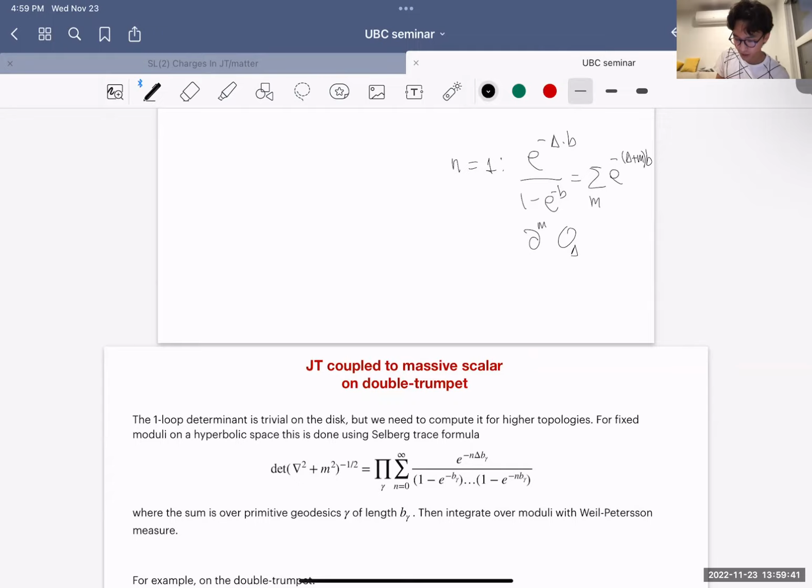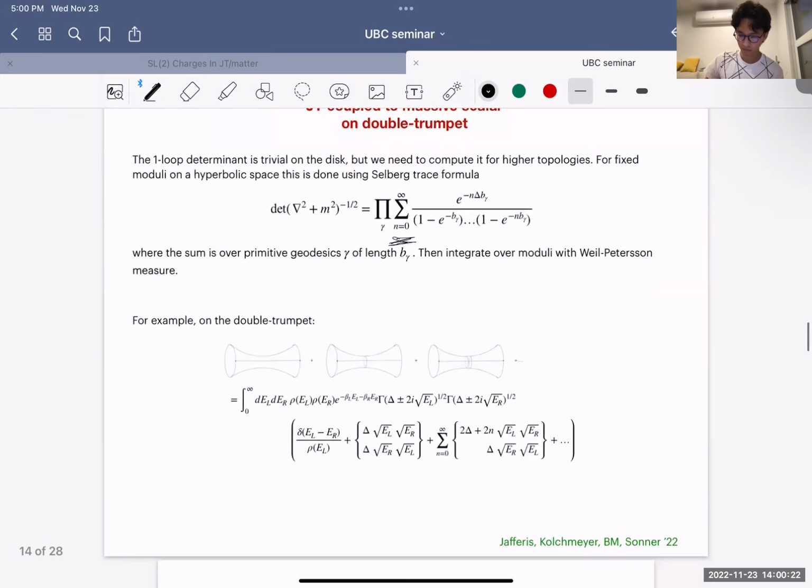So similarly, for n equals two contribution in this formula, you can expand it in a similar way and see that those you can think of as contribution of double trace operators, dimension 2 delta plus 2k, let's say. So n equals two contribution here is basically you can think of as double trace operators or states propagating on the closed geodesic. And so then this formula becomes much more natural.